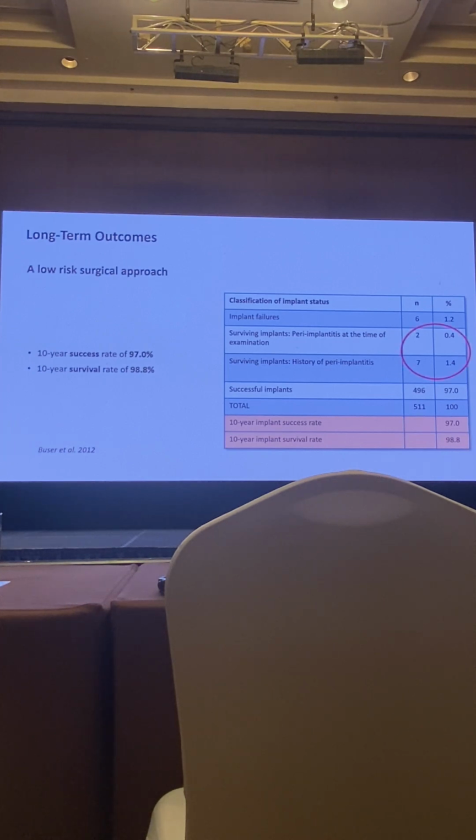So look at the peri-implantitis. Of the surviving implants, 0.4%, 2 of all those patients had peri-implantitis at the time of examination. And 7 had a history of peri-implantitis in the 10 years before that. Overall, the prevalence of peri-implantitis is 2.8%. That's very low compared to what is reported in the literature. And these are not patients in maintenance.